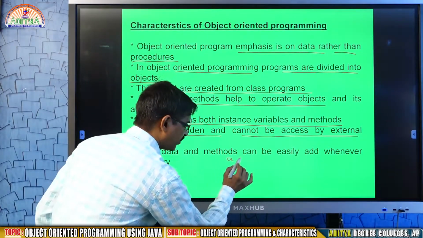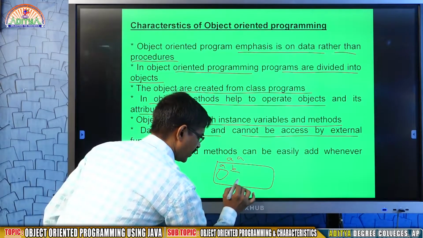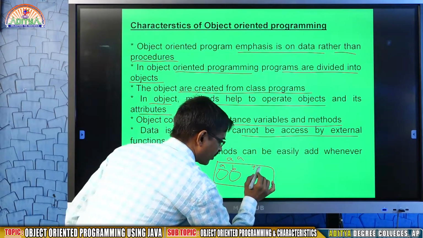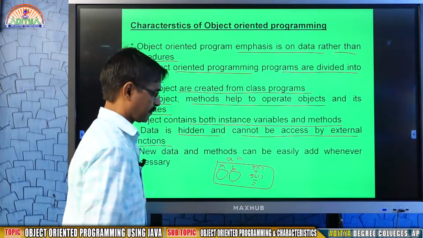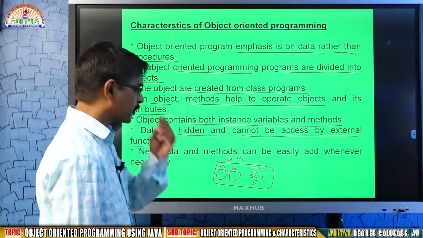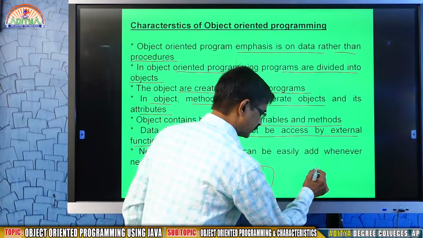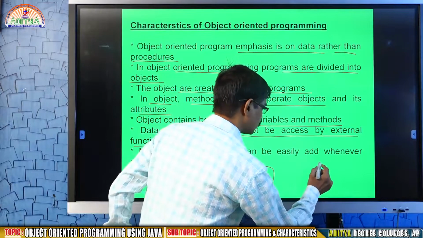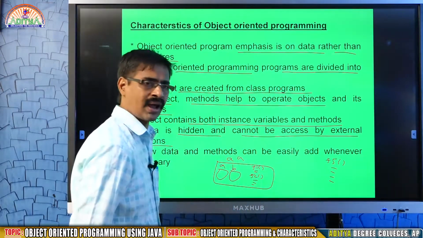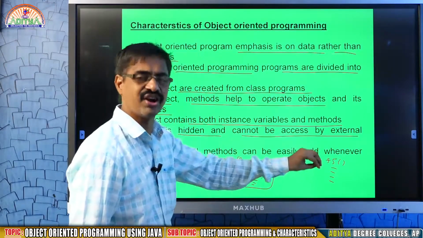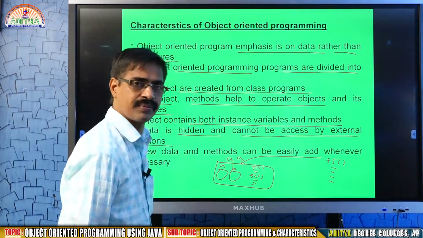I told you this is an object. There are two variables a, b, and there is a function f1, and a function f2. This is the object. Now what I am going to do here is write a function f5 that is outside, or somebody has written this method or function. Using this function I want to access these a and b values.